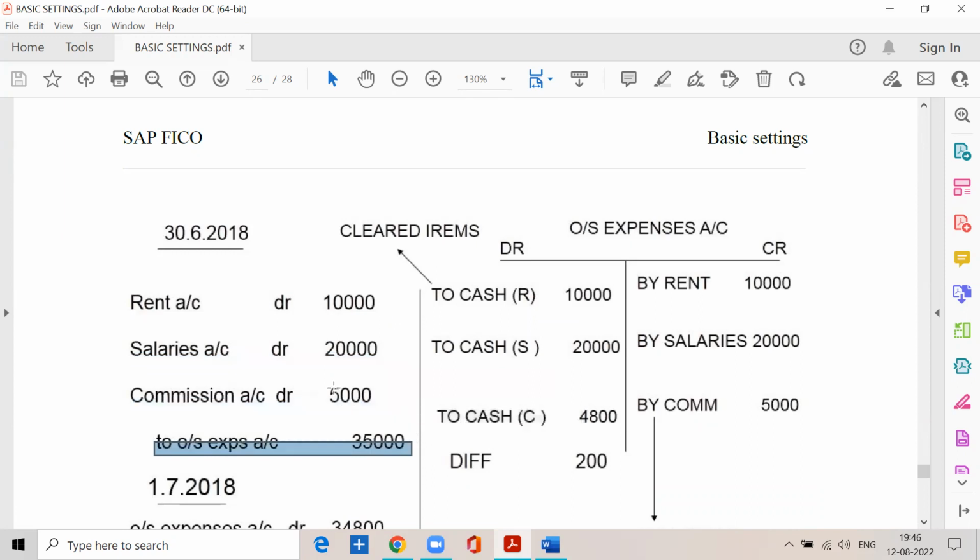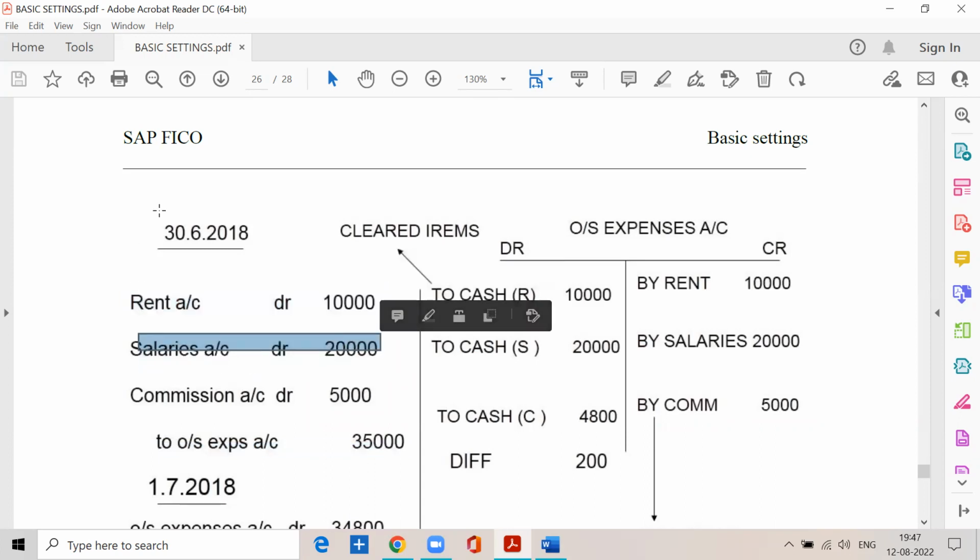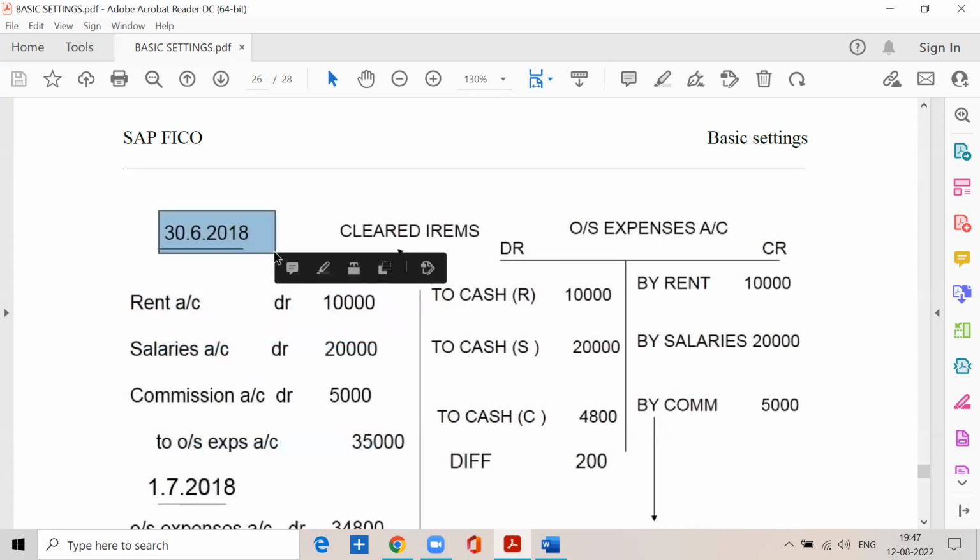By virtue of this entry, your rent account, salaries account, and the commission account are updated as on 30th June itself. Then your P&L account will display the correct picture of the profit. But did you pay these expenses? No. That's why this outstanding expense account is shown on the liability side of the balance sheet.